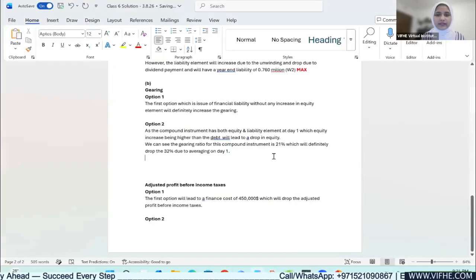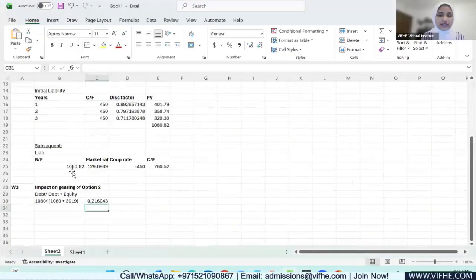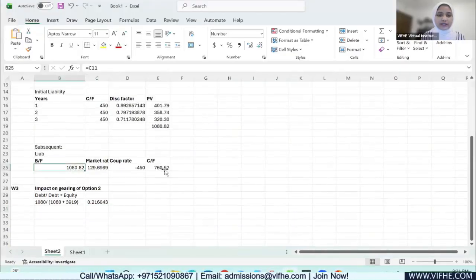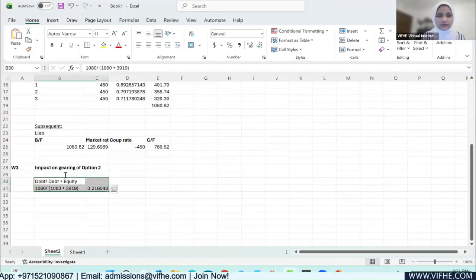You can go into more detail and explain the year-end impact also, because by year-end, what will happen? The equity will remain the same, but the liability will drop further. Because the liability, if you remember the chart, I'll show you, at day one is 1080. This is what you're taking. But by the year-end, it's coming to 760. So if you want, this measurement I did for initial, we can also do year-end measurement.